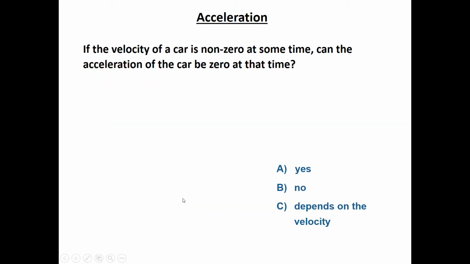Let's now move to a few voting questions to help tease out some of these ideas and think graphically in terms of position, velocity, and acceleration. Here's a car moving on the x-axis. The velocity of the car is non-zero at some time, could be positive or negative. Can the x-acceleration of the car be zero at that time? Yes, no, or depends on the velocity.